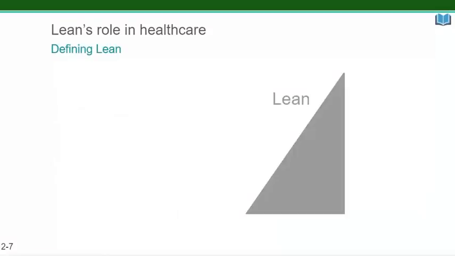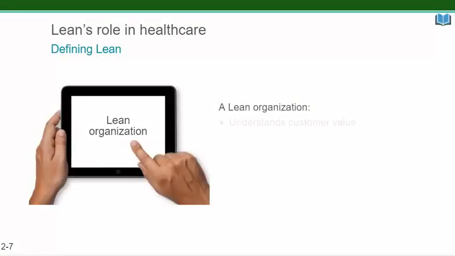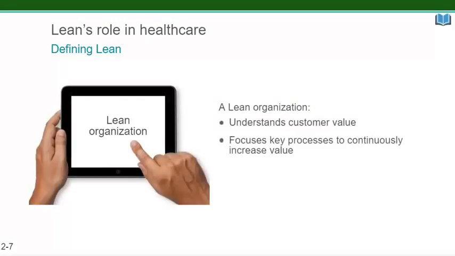But Lean needn't be so confusing. At its most basic level, Lean is primarily a systematic method for eliminating waste within a process. Lean creates more value for customers with fewer resources. That's all you need to know for now. A Lean organization understands customer value and focuses its key processes to continually increase it.